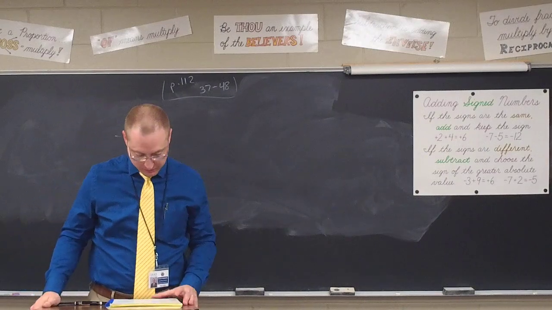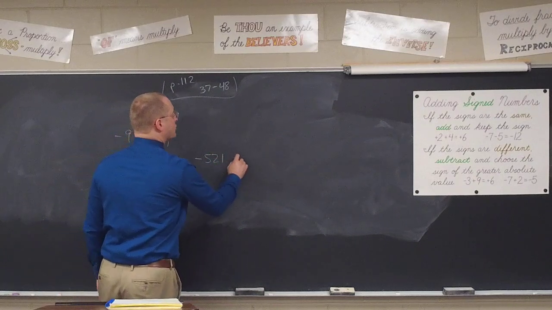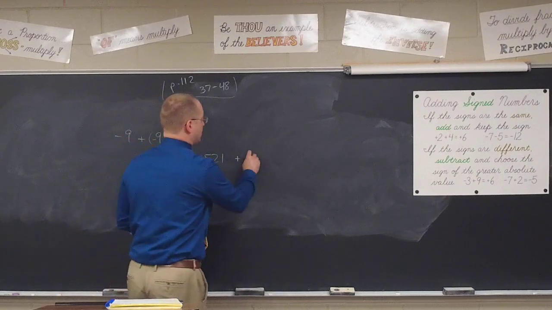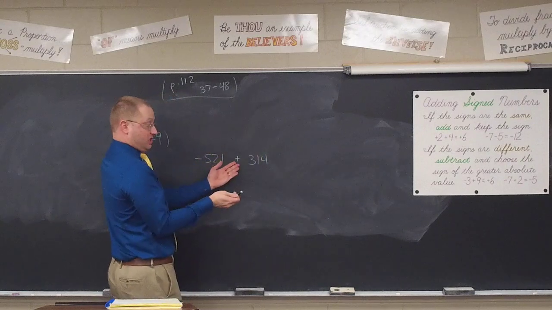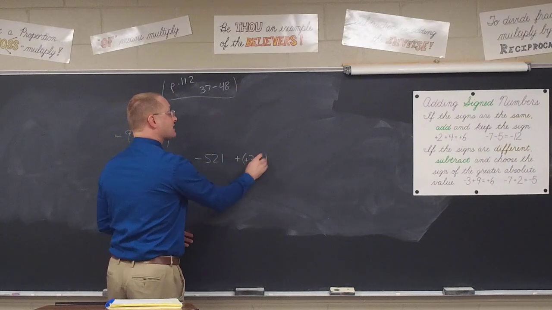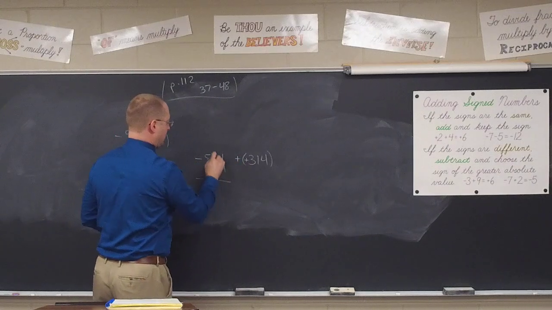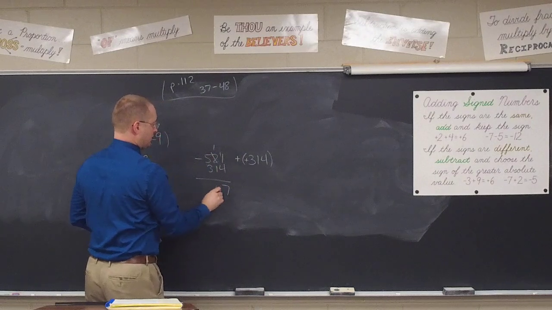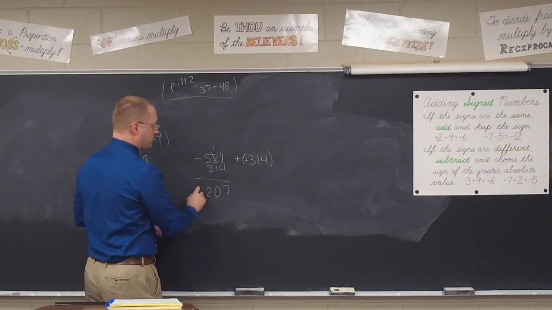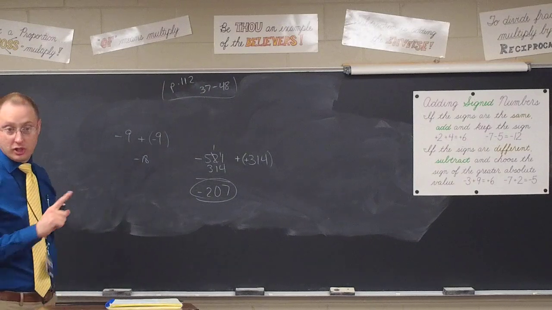Questions, Ben? Number 47, yeah, so we've got a -521, and we don't add the inverse here. We don't change this to a -314 because it says plus. So we just say, well, there's a -521, and that's a positive 314. Signs are different. We're going to subtract and keep the sign of the greater absolute value. And that's where the -207 comes from. Good. Other questions on 37 to 48?